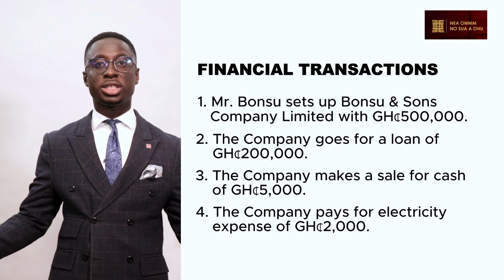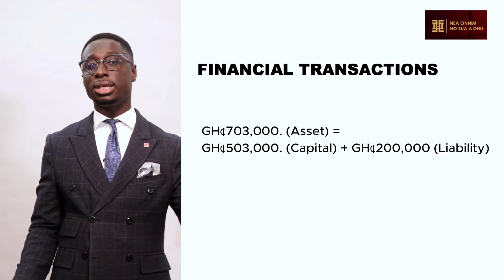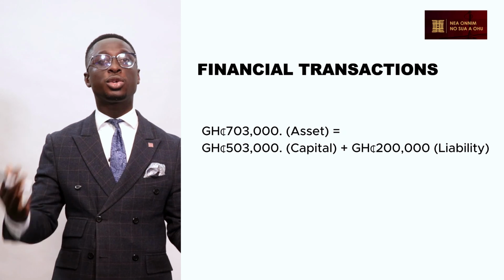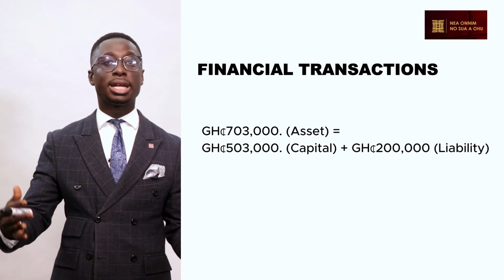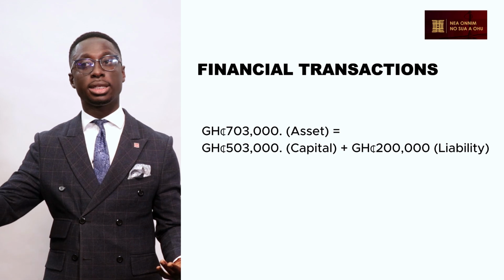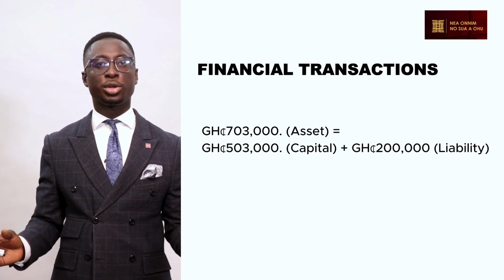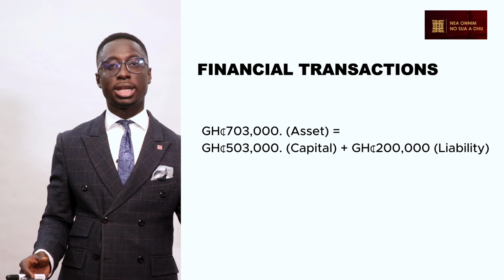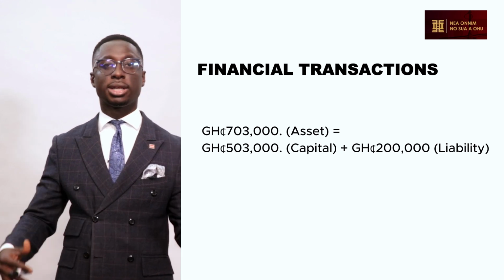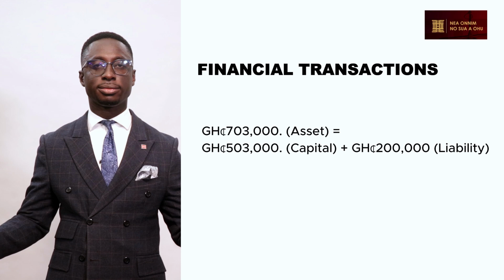So now what will the equation become? It will become 703,000 is equal to 503,000 plus 200,000. Does that make sense? So when you sum it up, you're going to have 703,000 on the left side is equal to 703,000 on the right side. Let's take the final example.